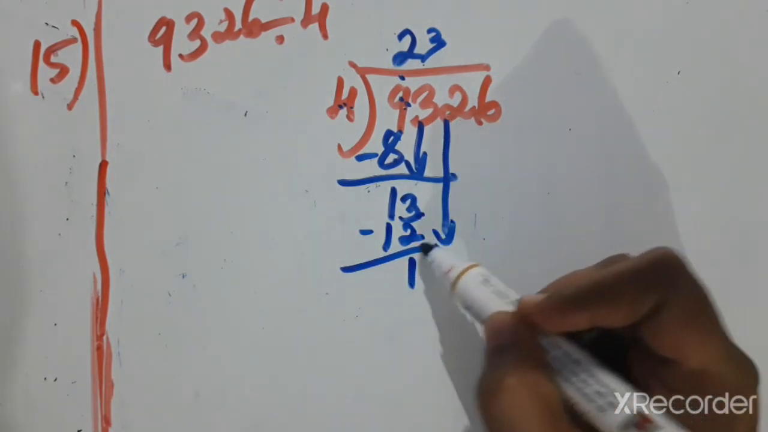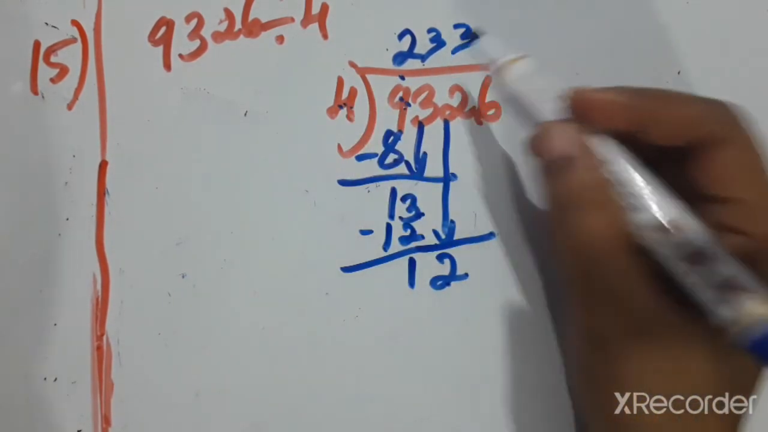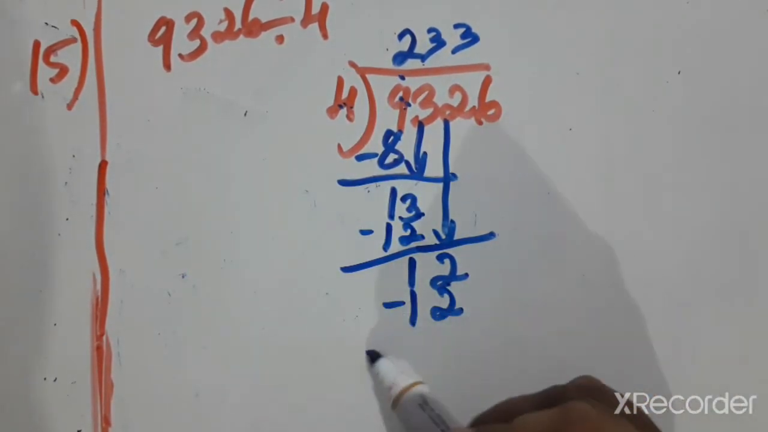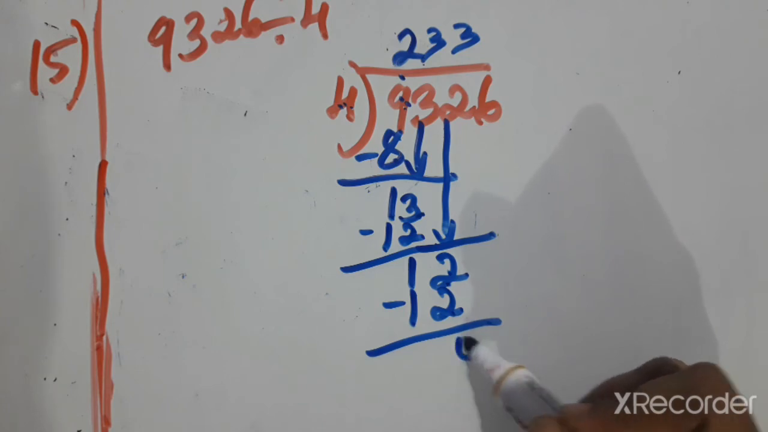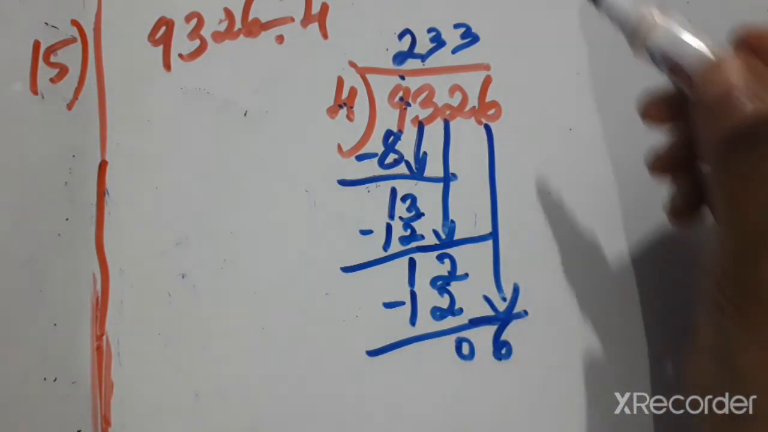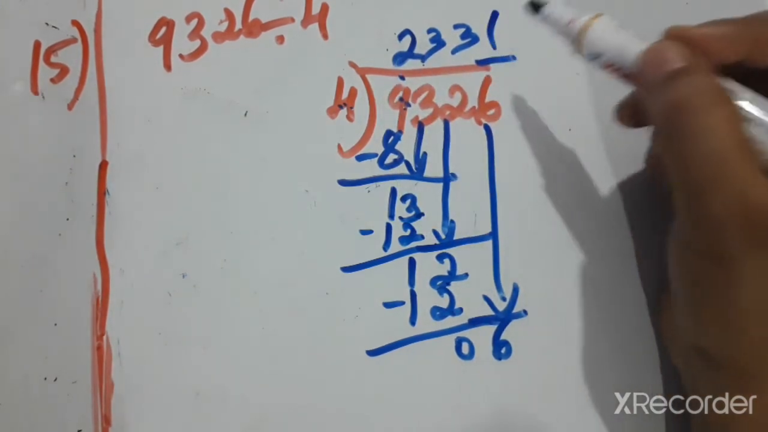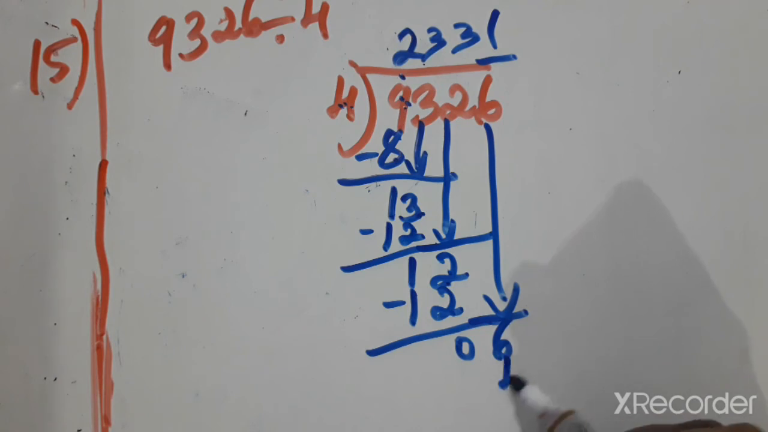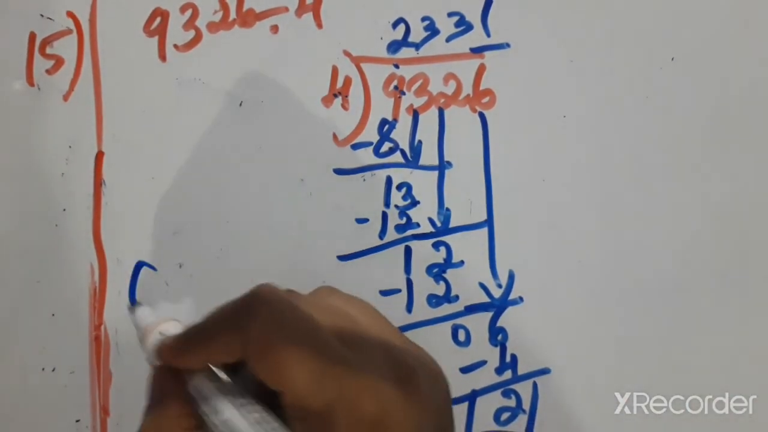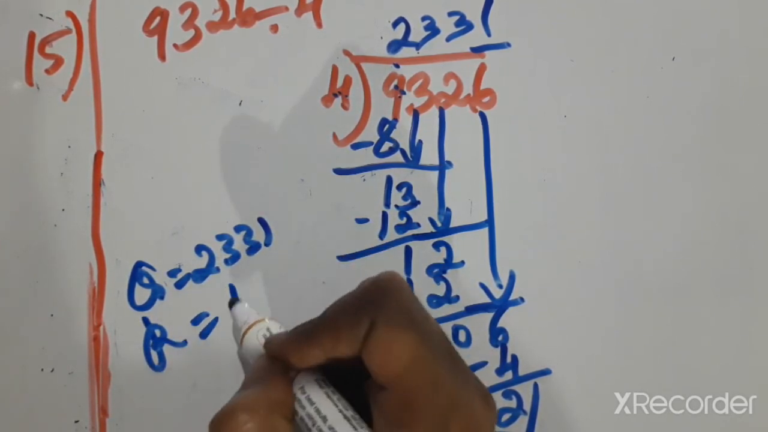Bring down the next number, that is 2. Now 12. Again the nearest is 4 threes are 12. 12 minus 12 is 0. And bring the 6 down. From 6, for the nearest, 4 twos are 8, and 8 is greater. So 4 ones are 4. 2 is the remainder. Quotient is 2331. Remainder is 2.